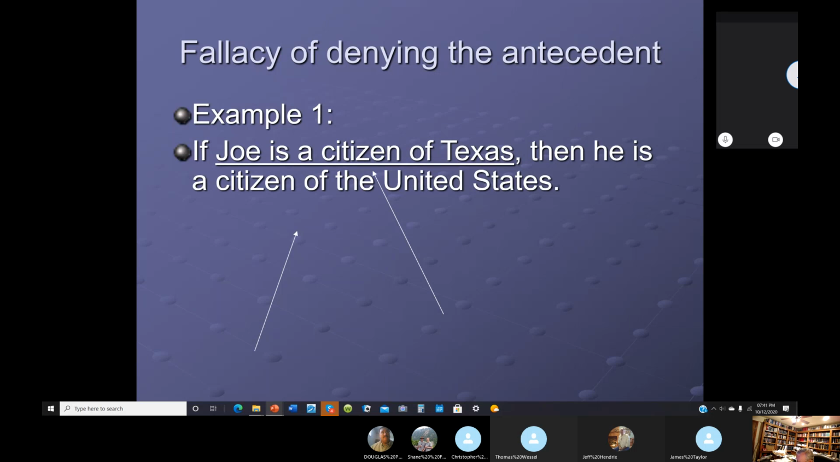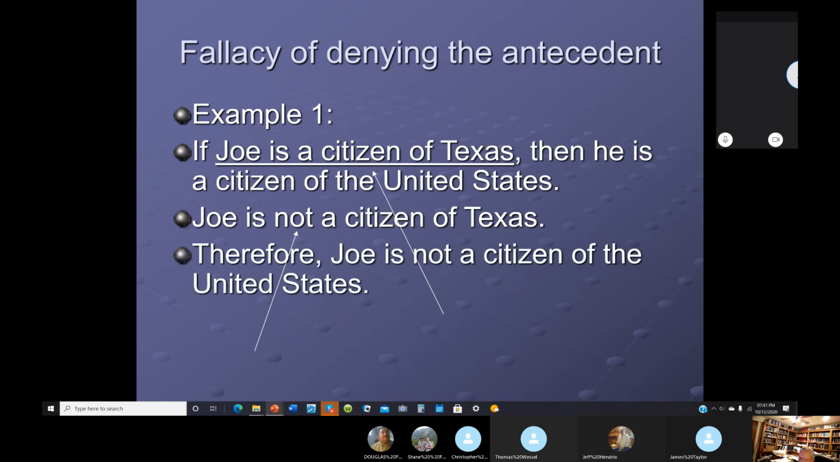That's a true statement. Joe is not a citizen of Texas, all right? I know some Joes. In fact, the very congregation where I serve as an elder has a member whose name is Joe, and he's a citizen of Oklahoma. He's not a citizen of Texas. So we can argue then that this Joe, who is a member where I serve as an elder, is not a citizen of the United States. Well, that's foolish. He is a citizen of the United States.